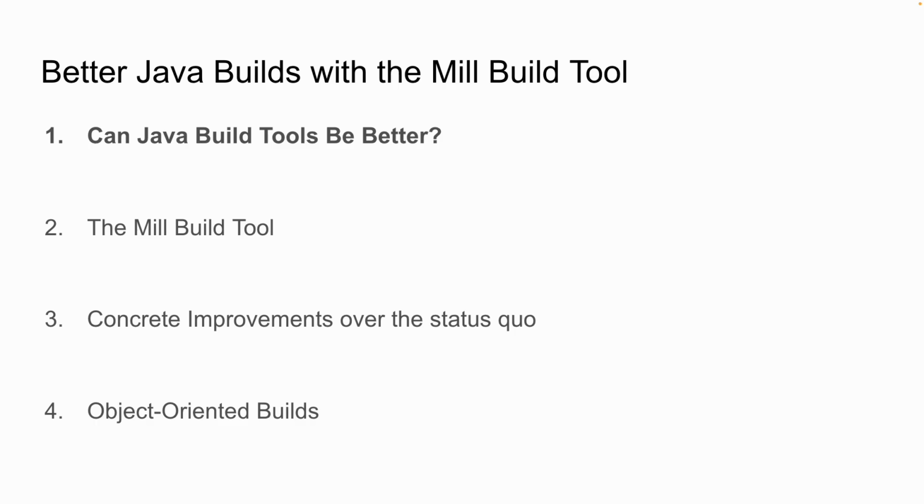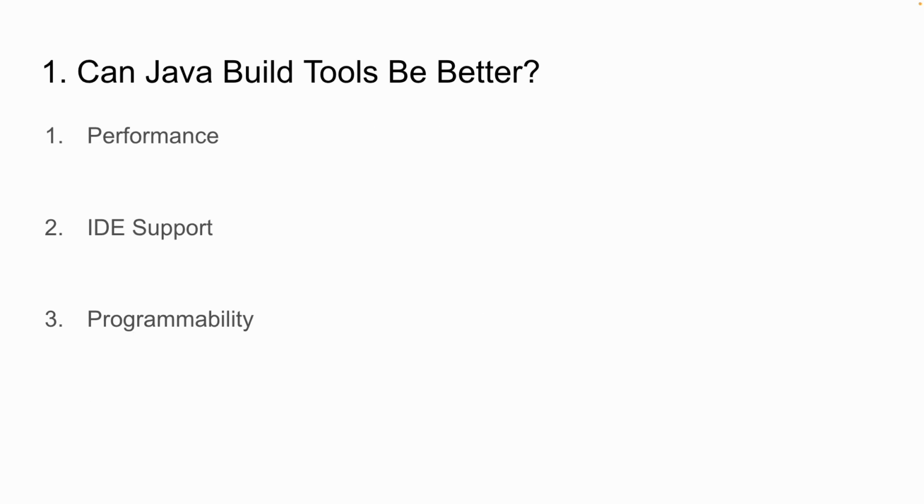First, can Java build tools be better? Everyone uses Java build tools, right? People don't use javac or Java from the command line just raw, because you need the things that build tools do. Build tools provide dependency management, scheduling, parallelism, all sorts of other interesting things that you actually need in your day-to-day work. But I think most people agree that build tools like Maven or Gradle, sometimes there's room to improve. You can get frustrated with them. For me personally, my problems with these tools largely fall around these categories: performance, IDE support, and programmability. And we'll talk about each one in turn.